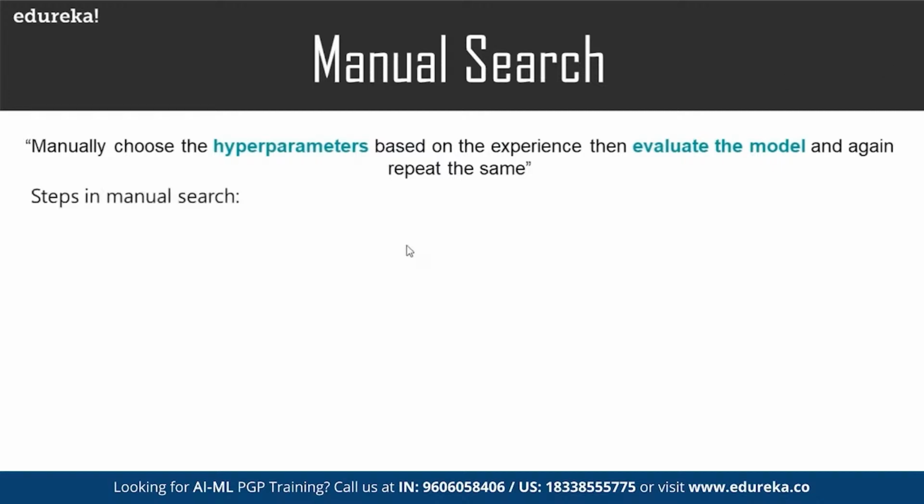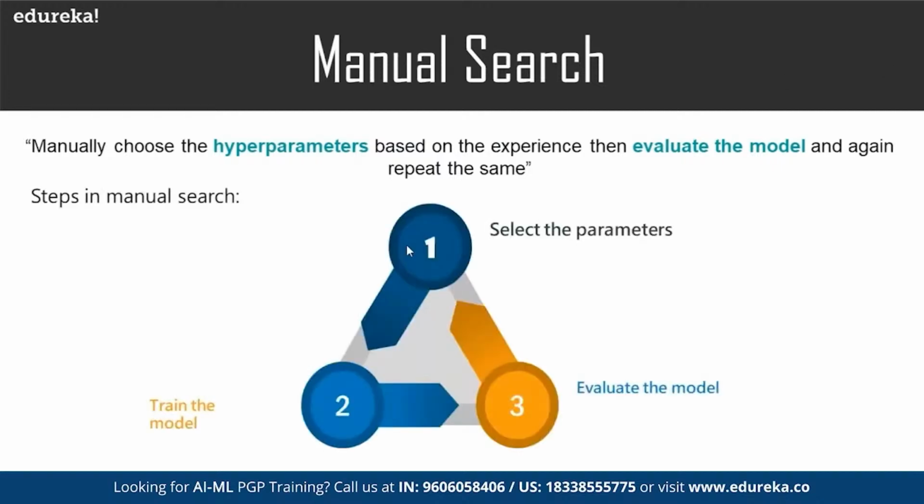So here we go. The steps in manual search are usually selecting the right parameters and then training the model. Training the model of course happens after model selection, which is part of machine learning modeling. And then moving further, we have model evaluation.